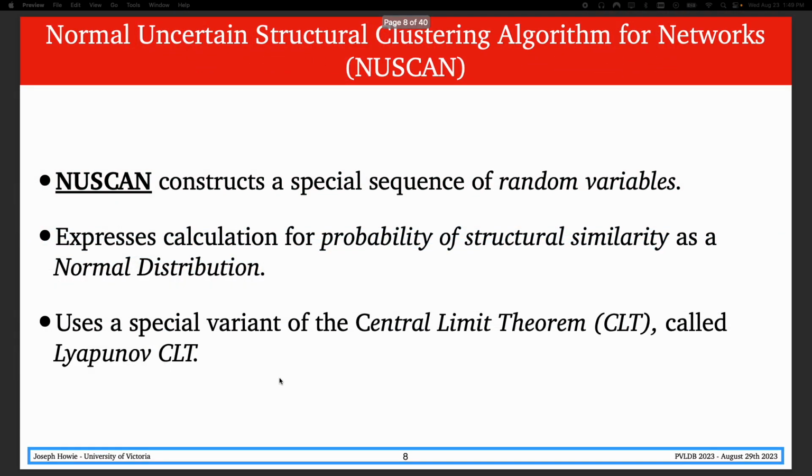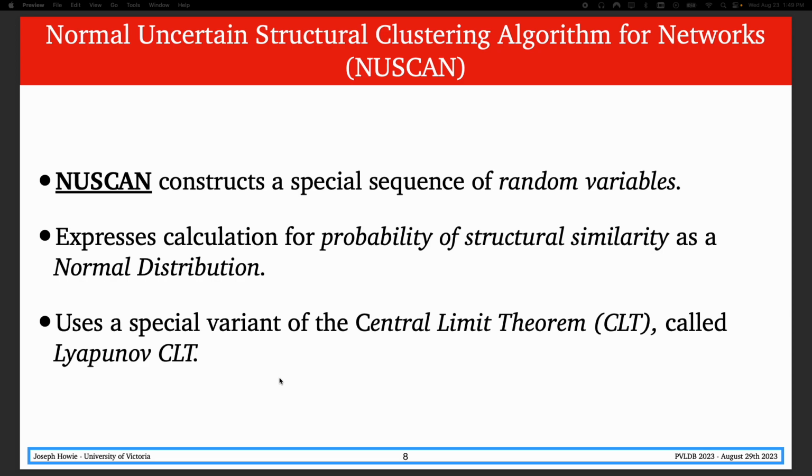It just has too much of a limitation from its quadratic runtime of that calculation for probability of structural similarity. So what can we do to combat that? We introduce a normal distribution approximation. We're able to come up with a way of calculating the probability of structural similarity using a special series of random variables which are going to converge to a normal distribution.